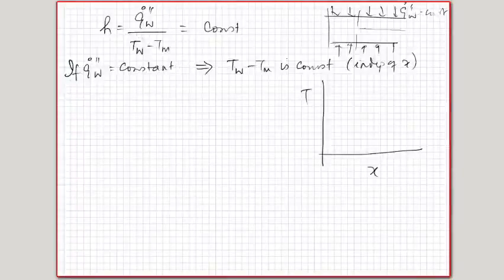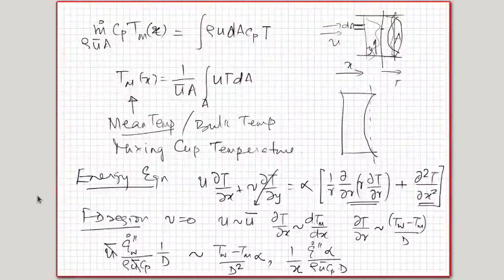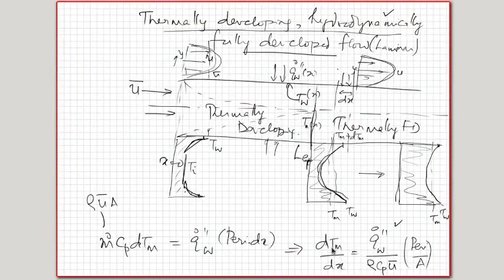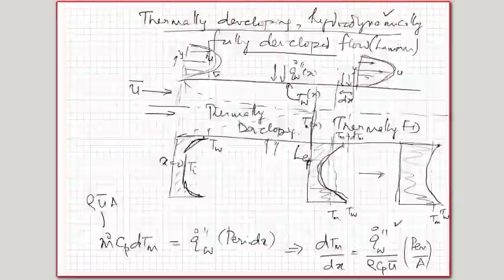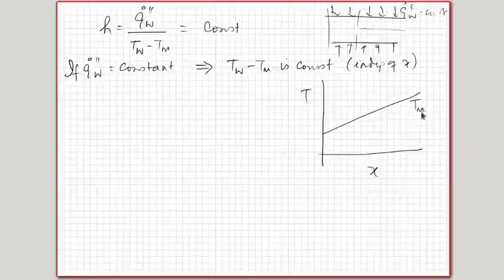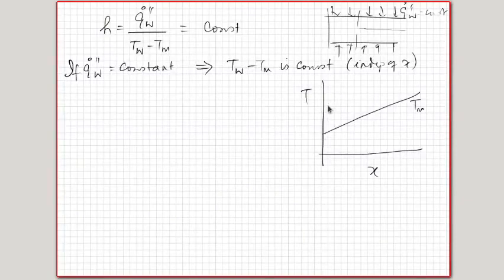And since q wall is a constant, if I go back to the expression that we derived for dTm by dx, since q wall is a constant, all the rest is also a constant. The dTm by dx becomes a constant, or Tm increases linearly with x. So the Tm would go linearly with x like this. And since the heat is coming from the wall, the wall temperature has to be higher than that. And since T wall minus Tm is a constant, the T wall is also a straight line, so that this T wall minus Tm is a constant. That is, it becomes independent of x.